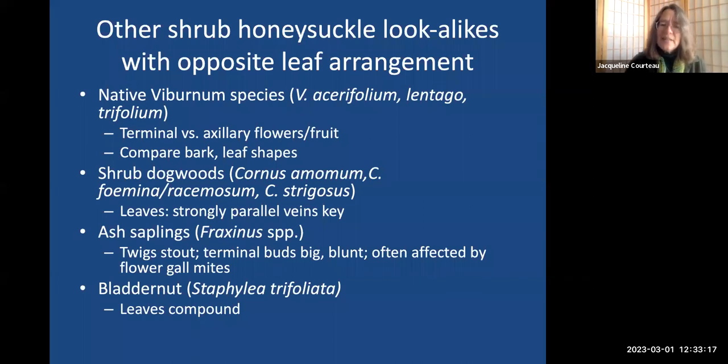And many of the ash seedlings that you might see in the understory are affected by a flower gall mite. So they'll have this growth that seems to be all over around the buds that is just nothing like what you would see on a honeysuckle. And then finally, I'll just say bladdernut, Staphylea trifolia, which I pointed out before, is sometimes confused because it's alternate. Again, it does have compound leaves, which is really key, and it can have some distinctive lenticels. So if you see the bark or obviously the fruits, you'll know not to confuse it.